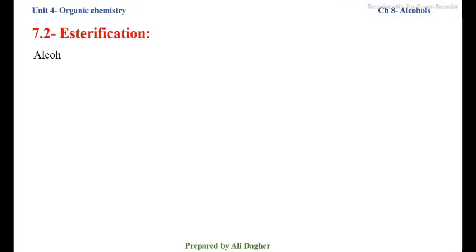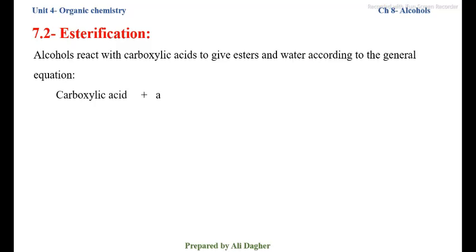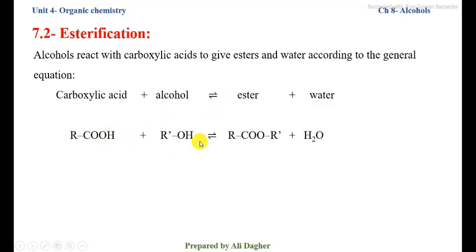Now, esterification. Alcohols react with carboxylic acid to give ester and water according to the general equation. Carboxylic acid plus alcohol, double arrow, incomplete reaction, give ester and water. RCOOH plus R'OH give RCOOR' plus H2O.